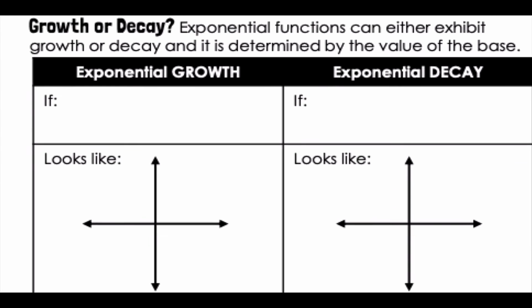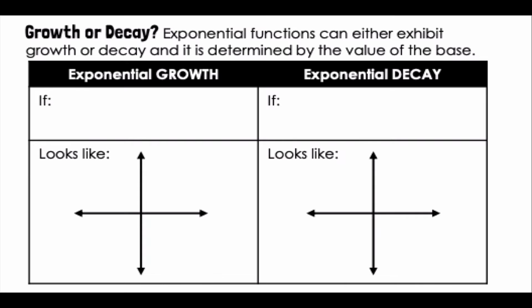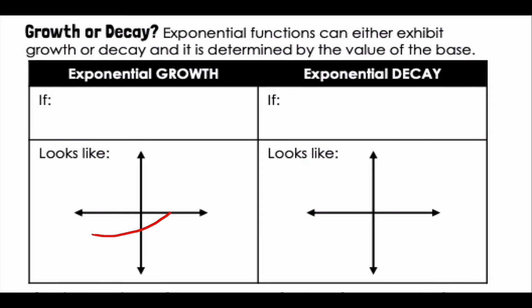Well, there's two types of exponential. Growth and decay. How do we know if something is growing or if something's decaying? Decaying is the opposite of growing, right? Dying, right? We look at the graph, right? So growth is going to look like this. It's going to be a curve, and it's going to go up. Decay is going to look like kind of the opposite, kind of a reflection.